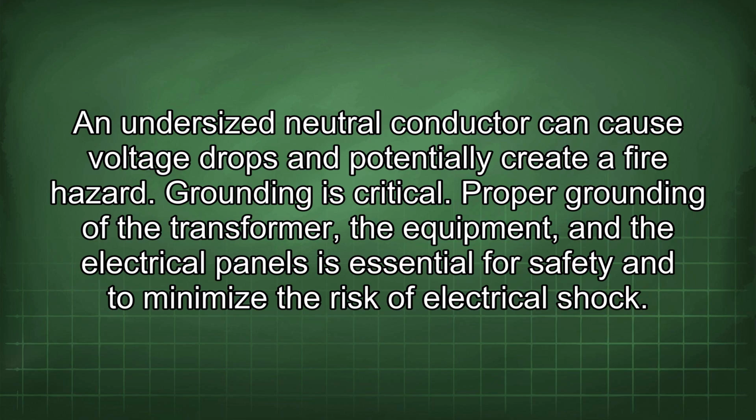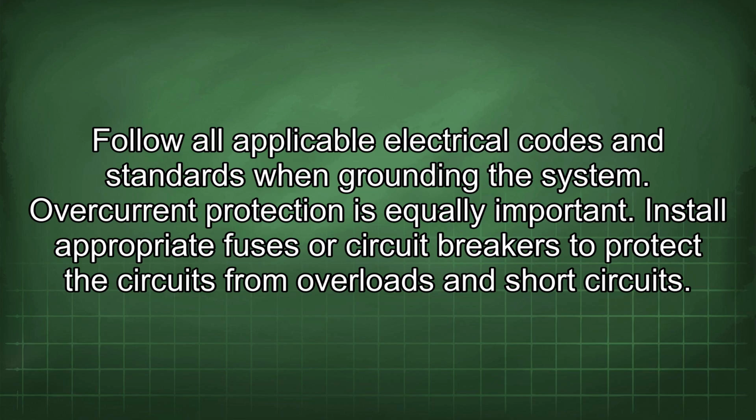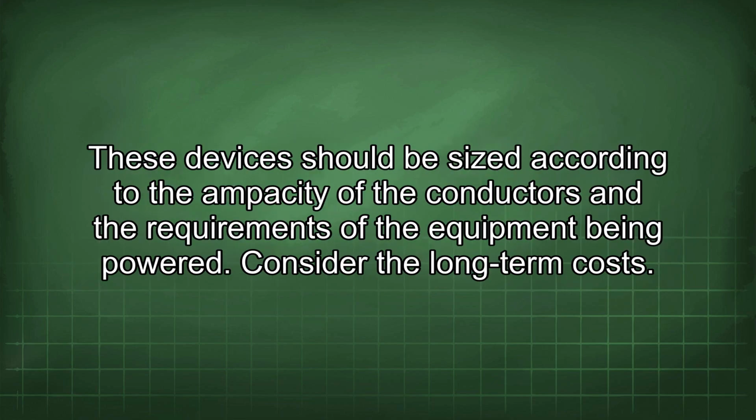Grounding is critical. Proper grounding of the transformer, the equipment, and the electrical panels is essential for safety and to minimize the risk of electrical shock. Follow all applicable electrical codes and standards when grounding the system. Overcurrent protection is equally important. Install appropriate fuses or circuit breakers to protect the circuits from overloads and short circuits. These devices should be sized according to the ampacity of the conductors and the requirements of the equipment being powered.